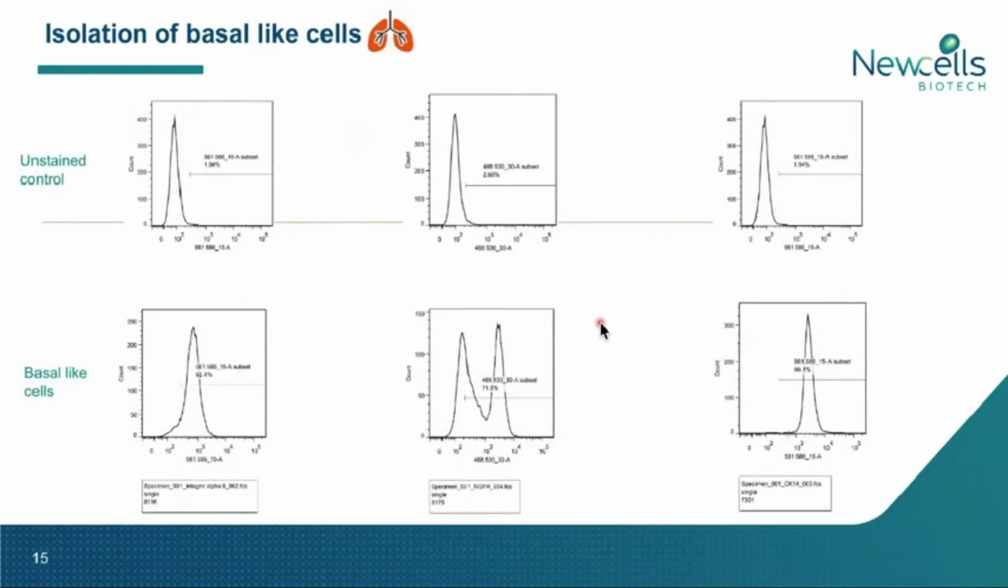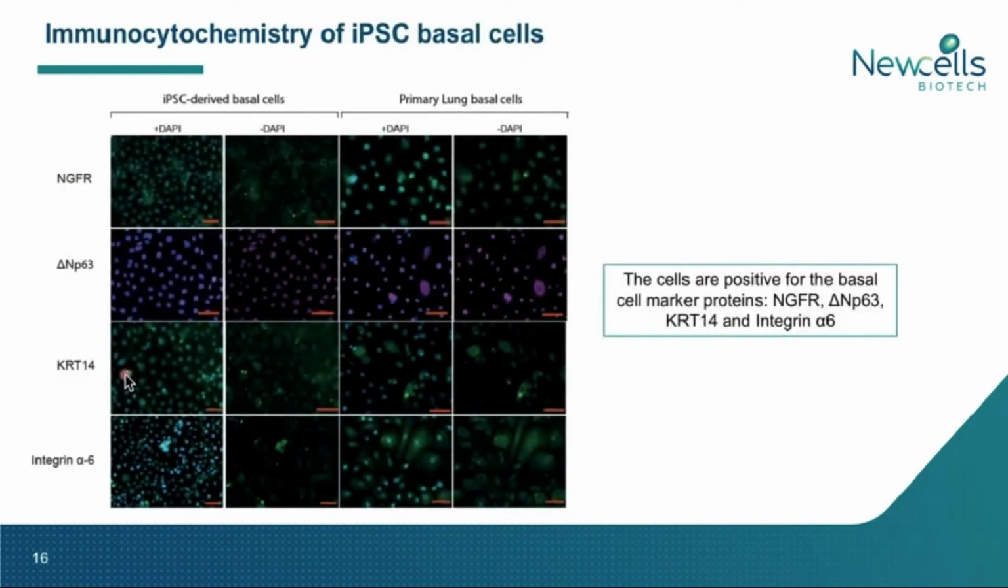We can characterize them just on the basis of markers such as integrin alpha-6, NGFR, and cytokeratin 14. If we see those markers, we're fairly sure that we have a basal cell population. We can analyze them by immunohistochemistry, and we can compare them to comparable cells that would come from the primary lung. So, for example, we can see that we've got NGFR expression, delta NP63, cytokeratin 14, and integrin alpha-6. And there is a fairly good comparison between cells that we can get ex vivo.